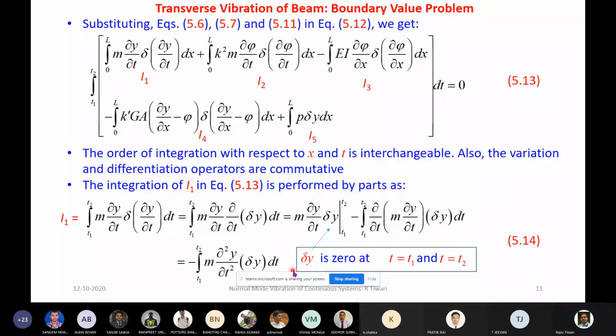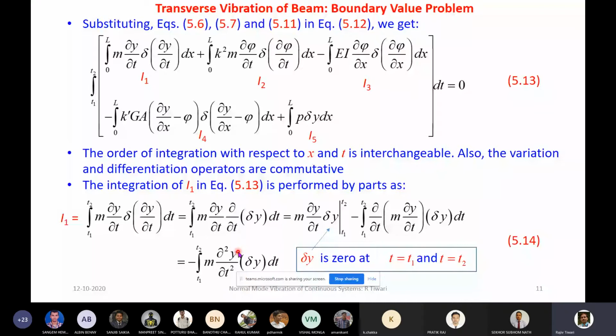This particular term we need to substitute back here, but now you can see this is a time integration, and the integration with respect to x is already there. So we'll get I1 as a double integral.